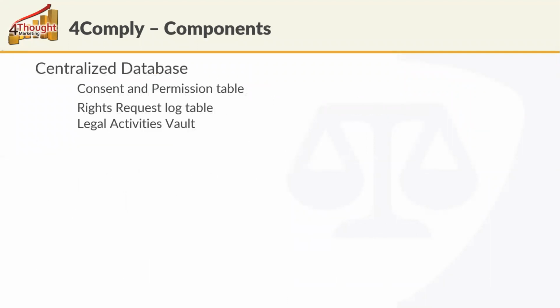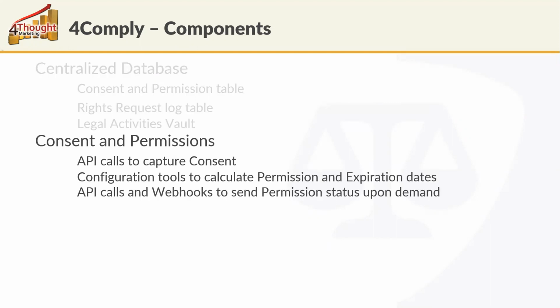What makes these up is a centralized database. So the database, as I've mentioned, has both consent permission table, the rights request table, and the legal activities vault. We have API calls and webhooks to allow you to send data into 4Comply and receive information back, so that a marketing automation tool, a CRM tool, can easily request to see if there's permission to communicate and receive that information back as part of their communication flow.